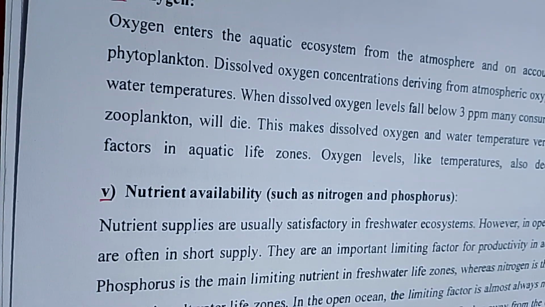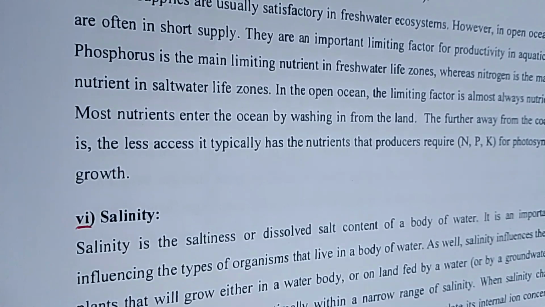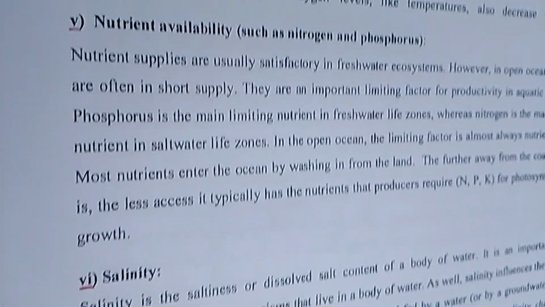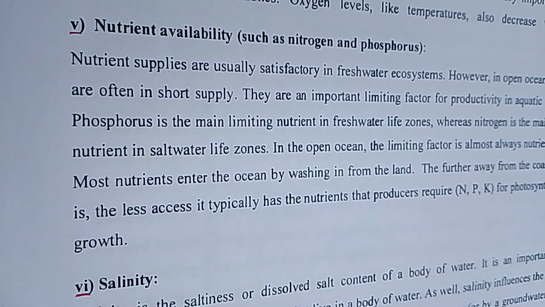Oxygen level, like temperature, also decreases with depth. Nutrient availability, such as nitrogen and phosphorus. Nutrient supplies are usually satisfactory in freshwater ecosystems. However, in the open ocean, nutrients are often in short supply. They are an important limiting factor for productivity in aquatic life zones.